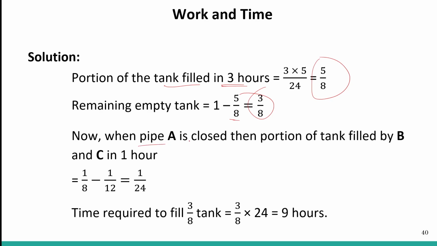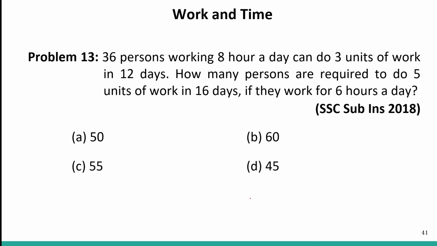Now when pipe A is closed, the portion of the tank filled by B and C in 1 hour is 1/8 - 1/12 = 1/24. So the time required to fill 3/8 of the tank is 3/8 × 24 = 9 hours. 9 hours is the amount of time it will take.